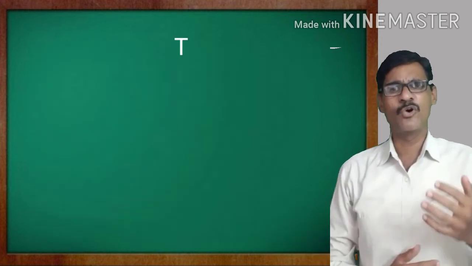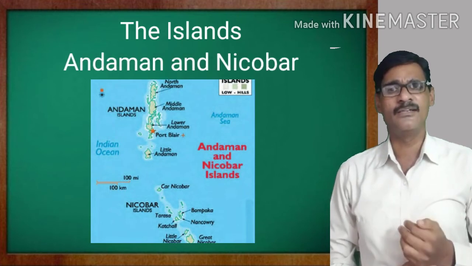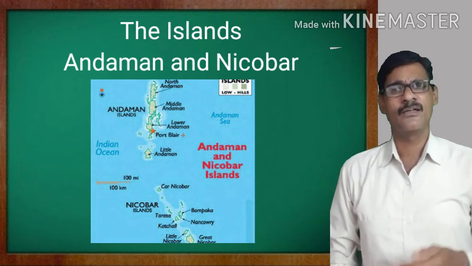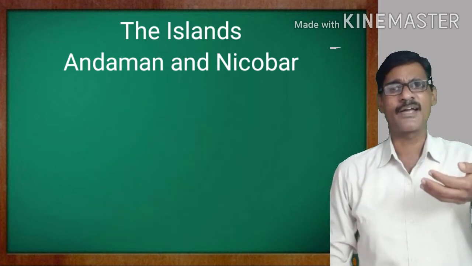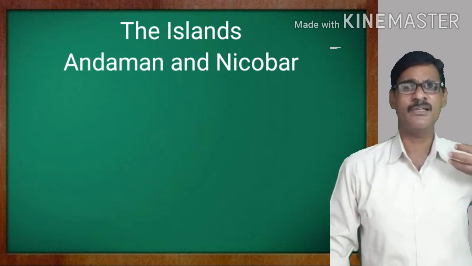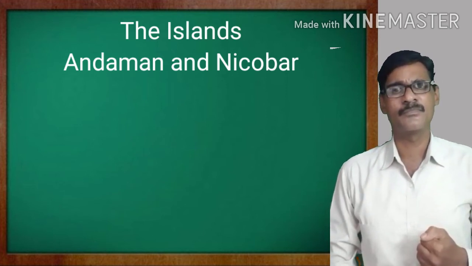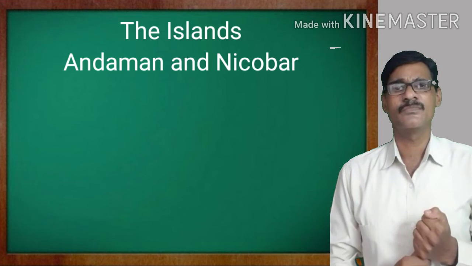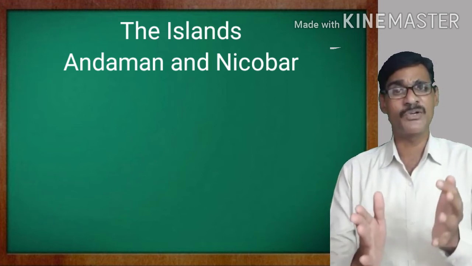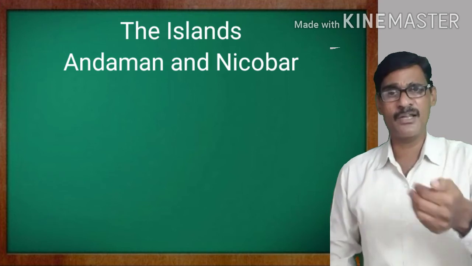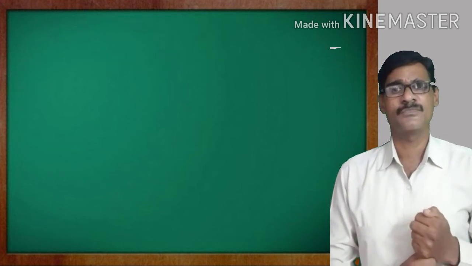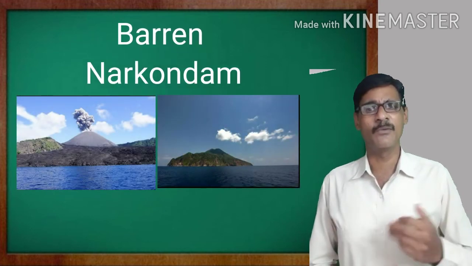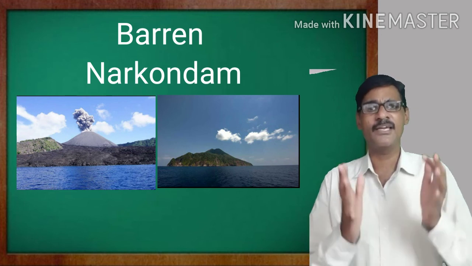The Andaman and Nicobar Islands are elevated from the mountain of Arakan Yoma, which starts from Myanmar. It is an elevated part of a submerged mountain area of Myanmar, Arakan Yoma. In the Andaman and Nicobar Islands, Barren and Narcondam Islands are of volcanic origin.